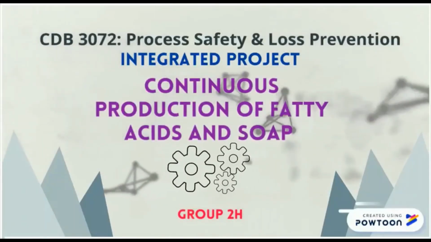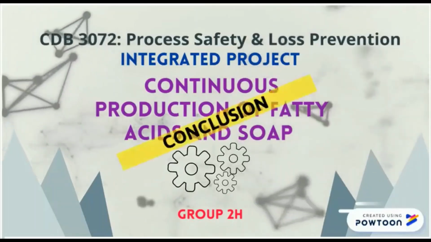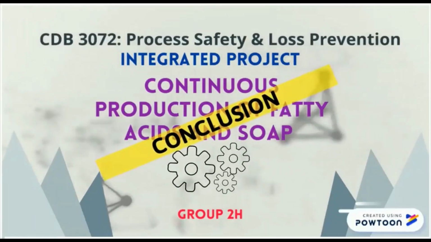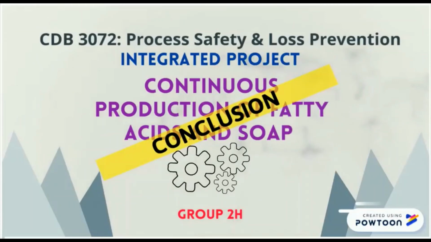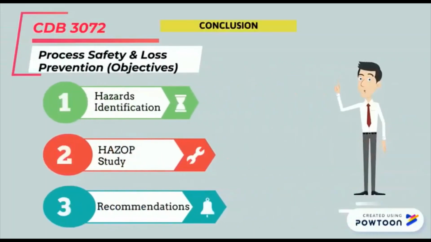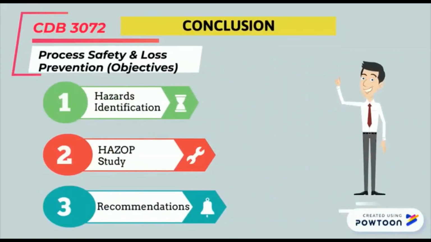So now we are reaching the end of the video, but wait, let us do a conclusion of this entire process. The continuous process of fatty acid and soap production seems to be simple, but it includes a lot of processes which require process safety and loss prevention. Let us look back at the objectives and conclude. In this video, we have successfully identified the hazards for the flash drum. We did a hazard study by doing the hazard table to analyze the hazard and operability study, and we also provided recommendations to improve the safety aspects of the flash drum.